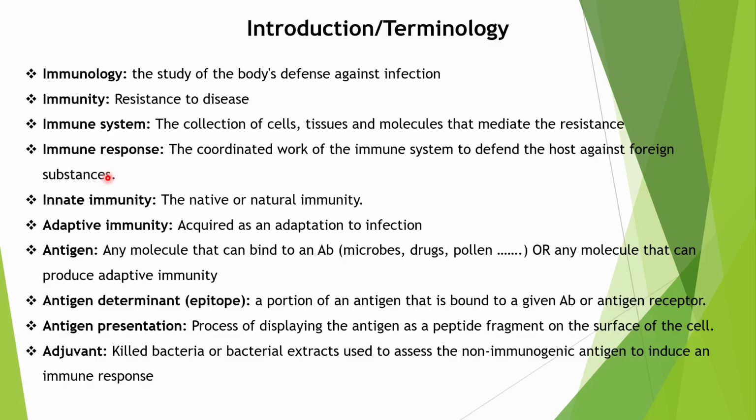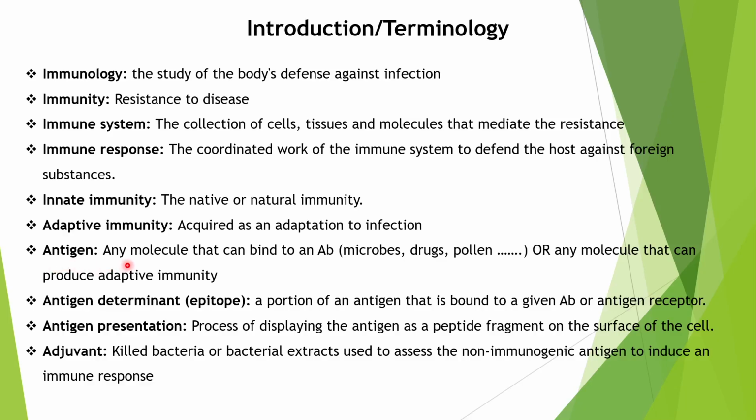Then under immunity, again we have types. The main types are innate immunity and adaptive immunity. Innate immunity is native or natural immunity which the host already possesses. Adaptive immunity, on the other hand, is something that you acquire later and develop during the course of infection or during entry of any pathogen. So adaptive immunity is acquired as an adaptation to infection. That is the difference between innate and adaptive. Innate is already present naturally in the system. Adaptive is something that you acquire to adapt to an infection.